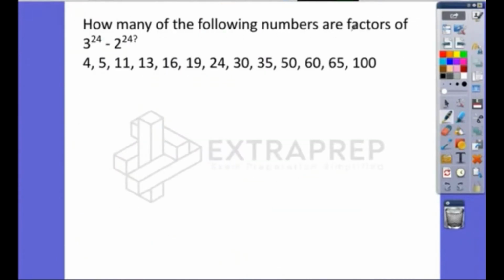How many of the following numbers are factors of 3 power 24 minus 2 power 24? See, there's a particular logic that I'm trying to explain to you in this question. 3 power 24 minus 2 power 24. The logic in this question that you need to understand is the different ways of representing a particular value. You have to focus on the different ways of representing.